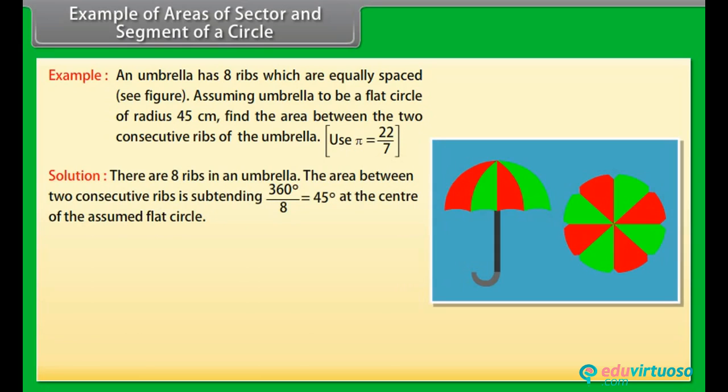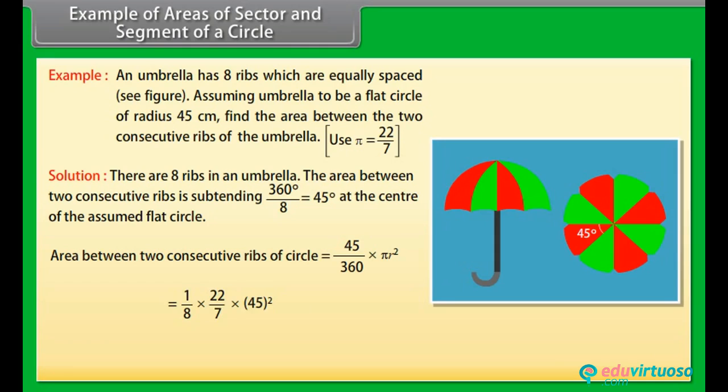There are 8 ribs in an umbrella. The area between two consecutive ribs is subtending 360 degrees upon 8, which is 45 degrees, at the center of the assumed flat circle. Area between two consecutive ribs of circle is 45 upon 360 into pi r square. Now by calculating it, we get 22,275 upon 28 centimeters square.